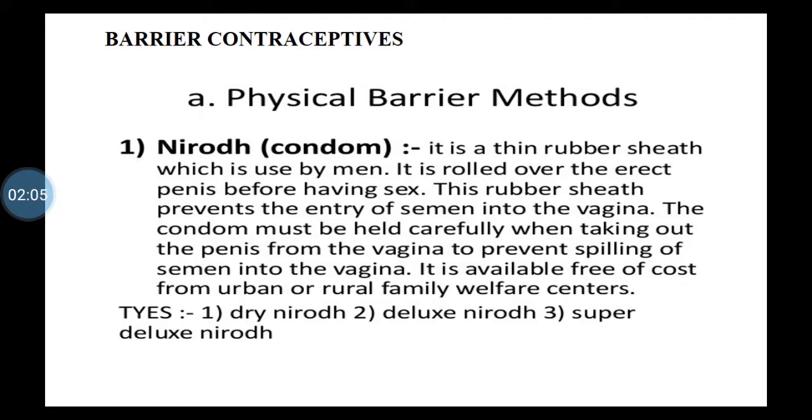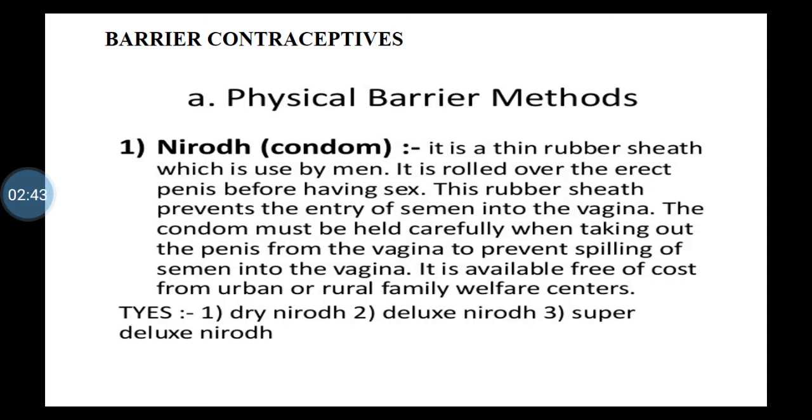In barrier contraceptives, again, you must know which methods are useful for males and which are useful for females. In barrier contraceptives, three important methods we are going to discuss: condom, diaphragm and intrauterine devices. The first one is the condom, also called nirod. It is used by males.